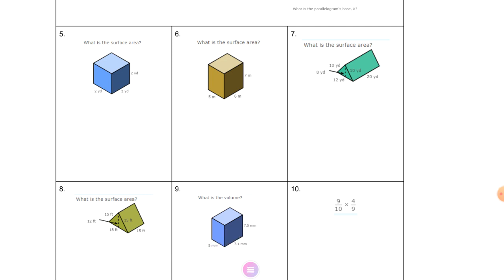Pick one side to start with, because on a cube they could all be the bases. It doesn't matter. I'm going to pick that one right there. How do we find the area of a square, Chase?